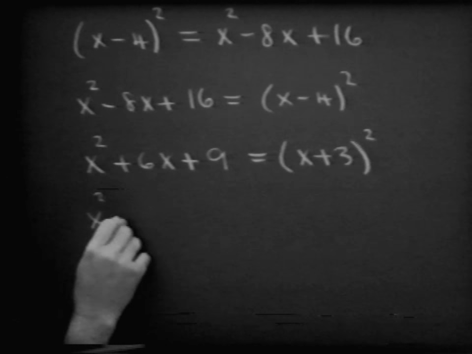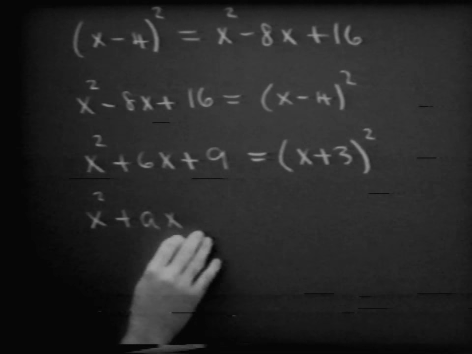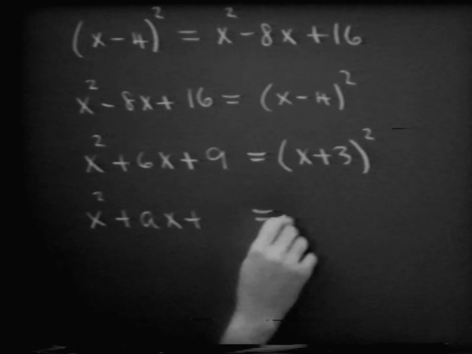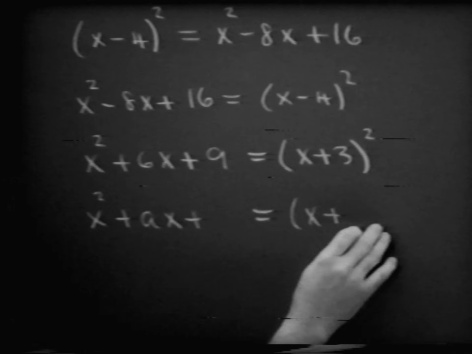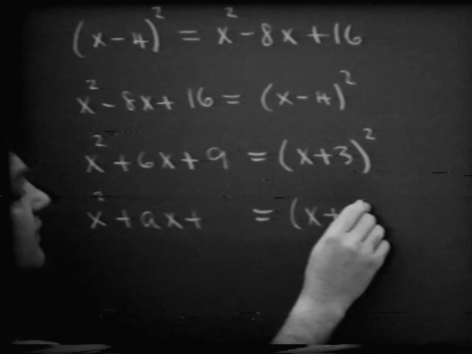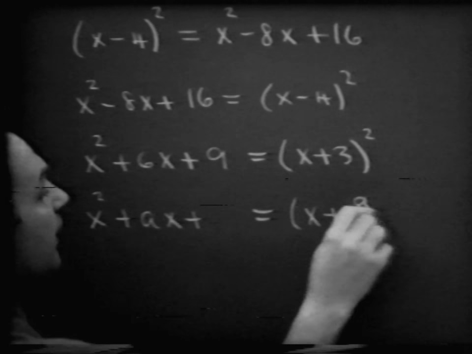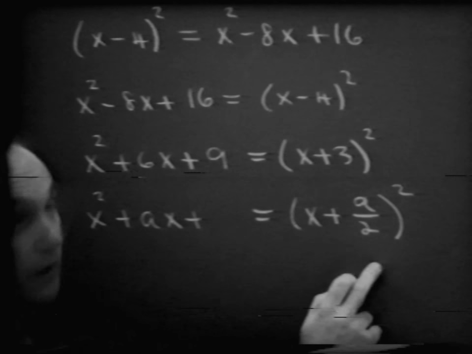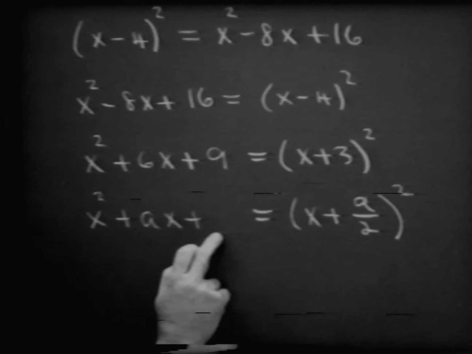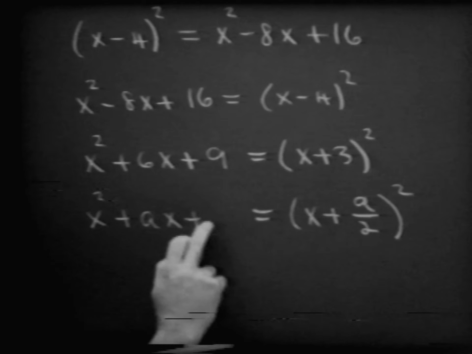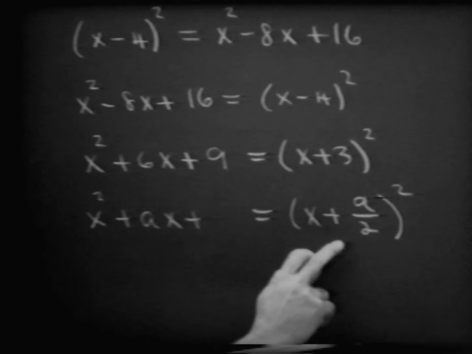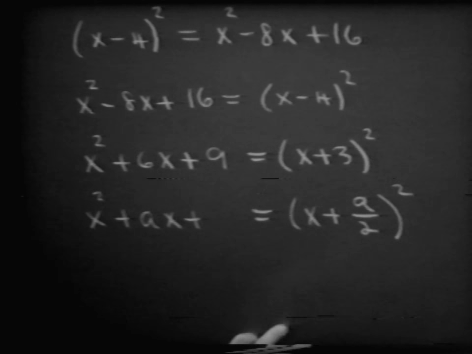How about x squared plus, let me call it ax plus some number is going to be equal to x plus, what would I like to write over here? A over 2, the quantity squared. Is that right? Now, what number would we like to have in here, which is then going to give us this completed square? Brenda? A squared over 4. Is that right?